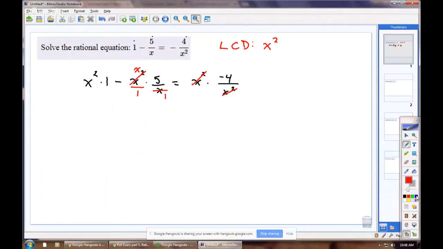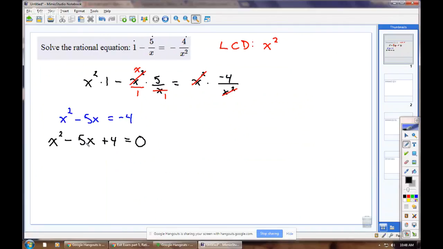And so it looks like we've got x squared times 1, which is x squared, minus x times 5, or 5x, equals negative 4. So the power of the LCD is that it eliminates all denominators and we get a much easier equation to work with. So here, since we have a quadratic, I would attempt to get 0 on one side. So I'll add 4 to both sides. So that's going to give me x squared minus 5x plus 4 equals 0.